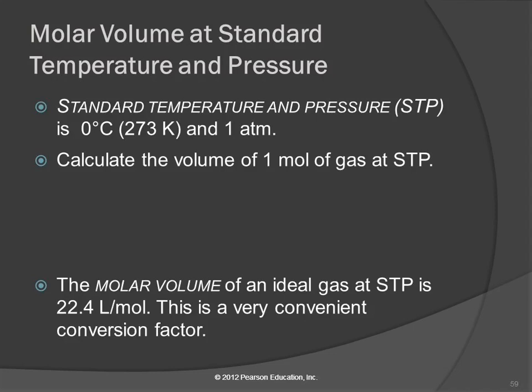Standard temperature and pressure. That's abbreviated STP for standard temperature and pressure. Standard temperature is 0 degrees Celsius or 273 Kelvin, and standard pressure is 1 atmosphere. Now, standard pressure being 1 atmosphere makes sense because most places the atmospheric pressure is going to be 1 atmosphere or very close to it.